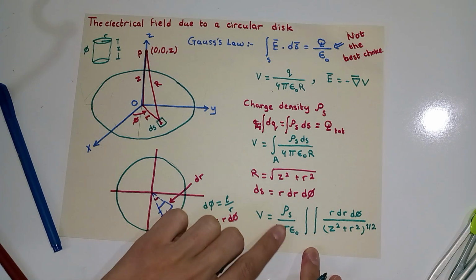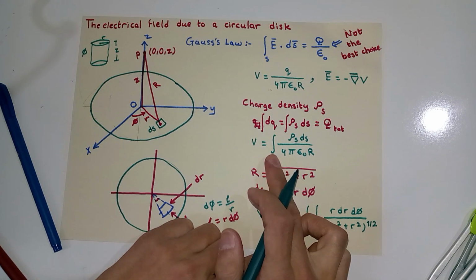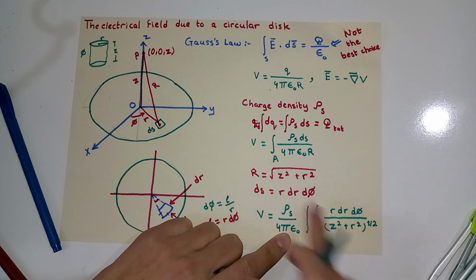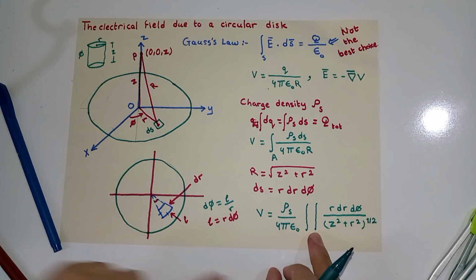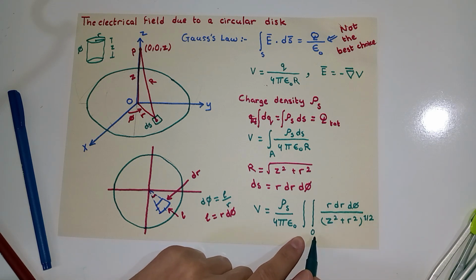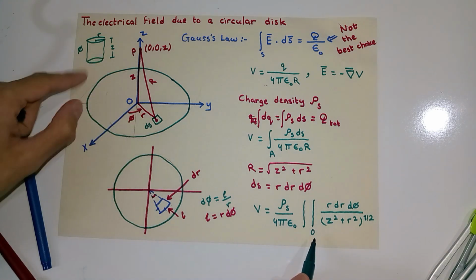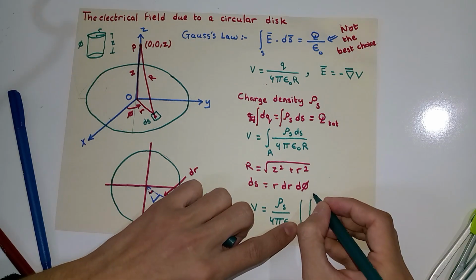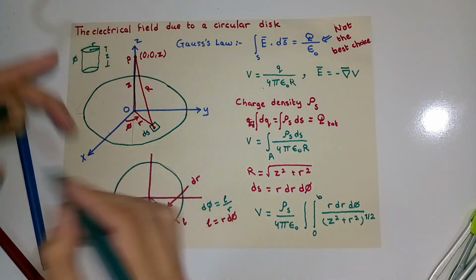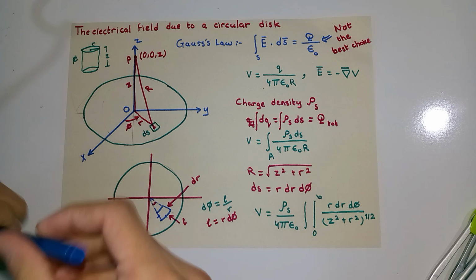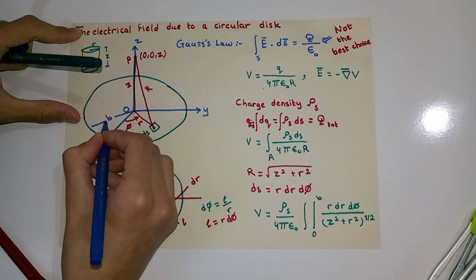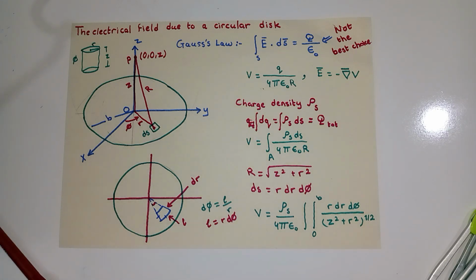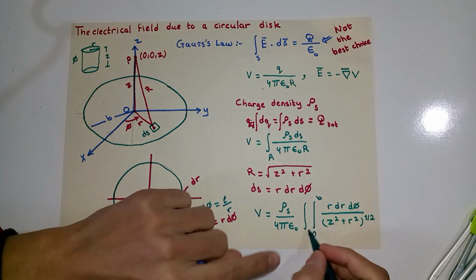And as we see, this integration is converted into double integrations, one for r and one for theta. And as we see, r is ranging between 0 and b, which is the radius of this circular disk. I forgot. Let's say that the radius of this circular disk is b. And the azimuthal angle phi is ranging between 0 and 2 pi.